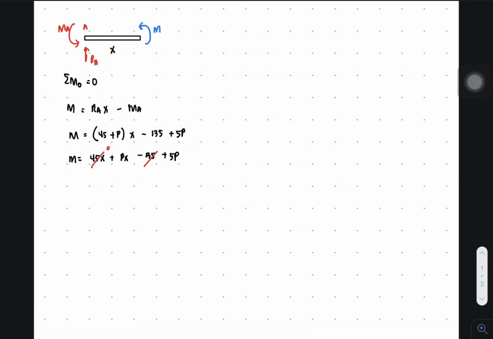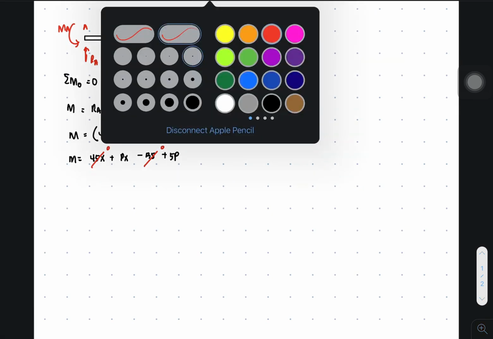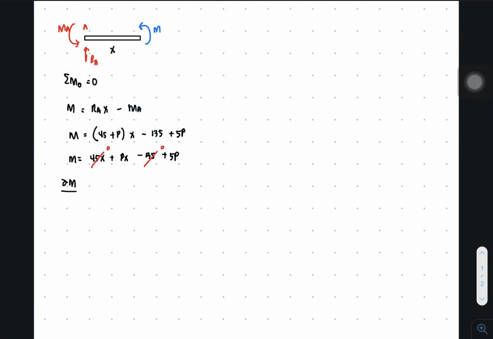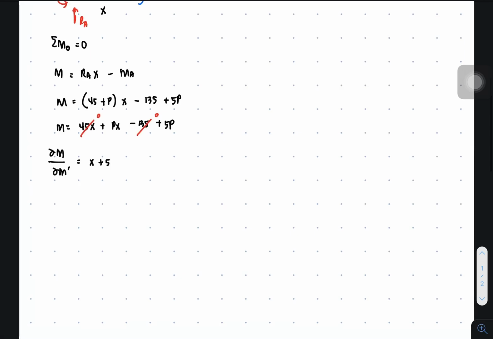And you will be setting all the terms without P to be 0 for the meantime. And then get the partial derivative of M with respect to M prime. You will now get X plus 5, right? So whatever goes with P here, it's X. Then whatever goes with P here, it's 5. So X and 5.